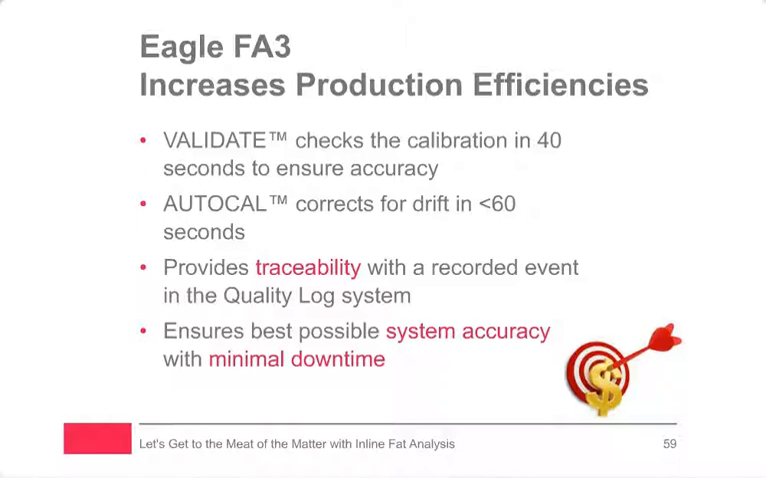Within the Eagle FA3, there are two important features which help improve production efficiencies. Validate is a function that checks the calibration in approximately 40 seconds to ensure that the accuracy of the results being delivered are as per originally installed. The AutoCal function is a system that can correct for any drift in just under 60 seconds. These two features ensure that the accuracy and repeatability of an Eagle FA3 system is maintained.